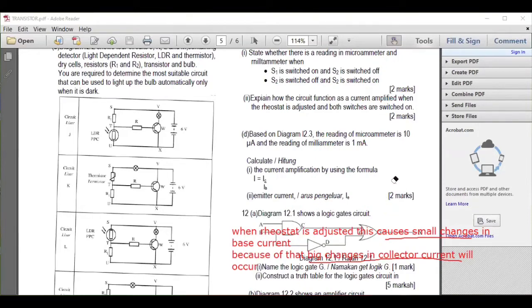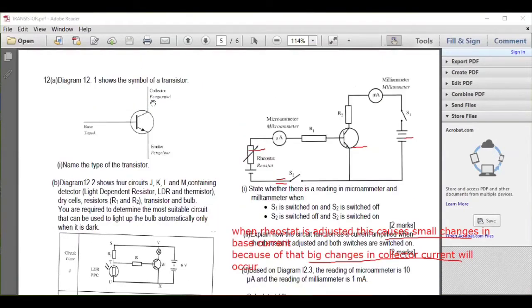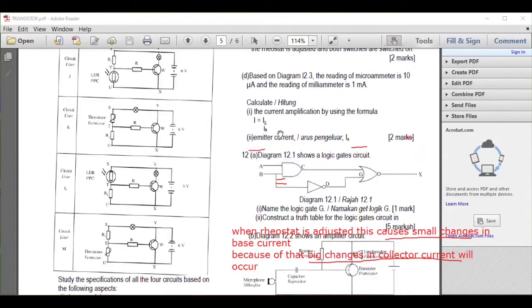Now D. Based on diagram 12.3, the reading of the microammeter is 10 microampere and the reading of the milliammeter is 1 milliampere. Calculate the current amplification by using the formula I equals IC over IB. Just use the formula. The base current and the collector current have different units. Milliammeter is collector, microammeter is base current.